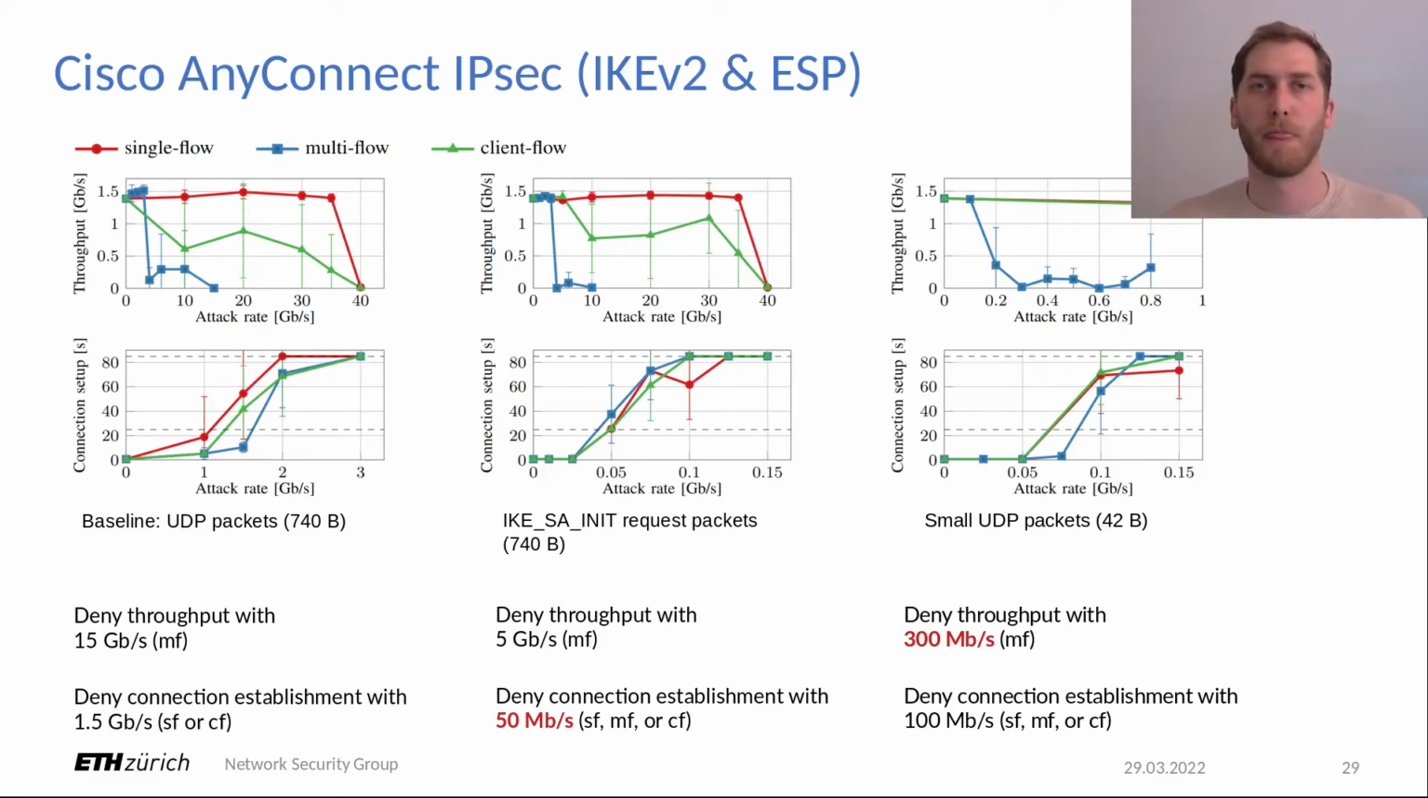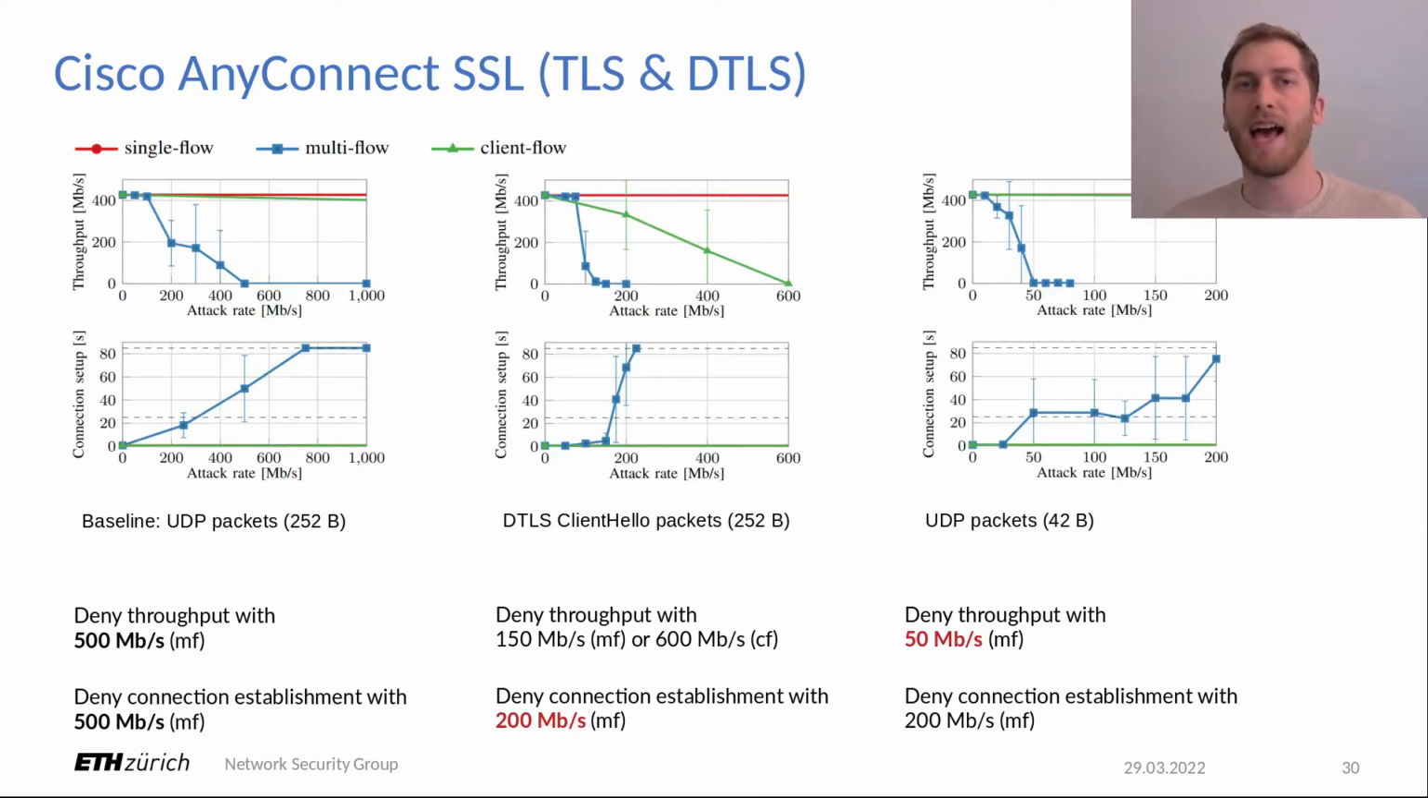The evaluation of the SSL-based VPN reveals that also here minimal sized UDP packets can be used to overwhelm the server. With 50 megabits per second of attack traffic, an already established connection can be denied, while 200 megabits per second of attack traffic are sufficient to consistently deny connection establishment.